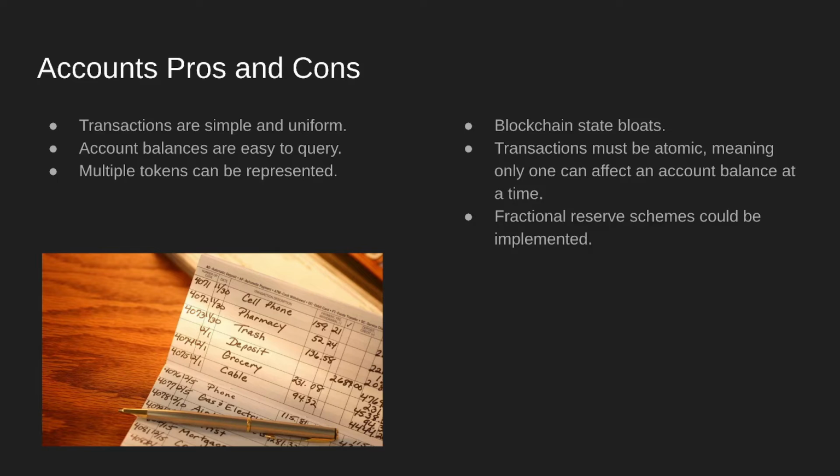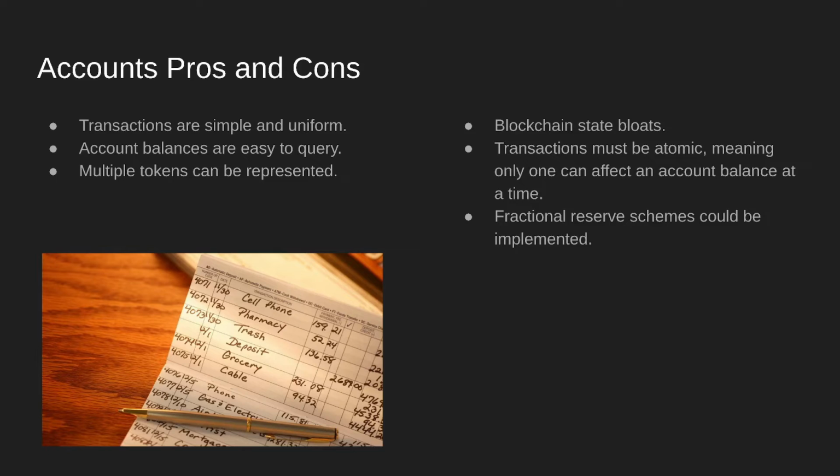And then there's multiple tokens that can be represented, so you can have one account with your balance of ETH, Link, Clearos, RLC, and so on, all these fun tokens that have no value, and it can be really easily represented. And then the downsides are that the blockchain state can bloat, so every new account you make is a lot more data intensive than every new UTXO you can make, and these accounts can't really be pruned because they can always be added back into and depleted again.